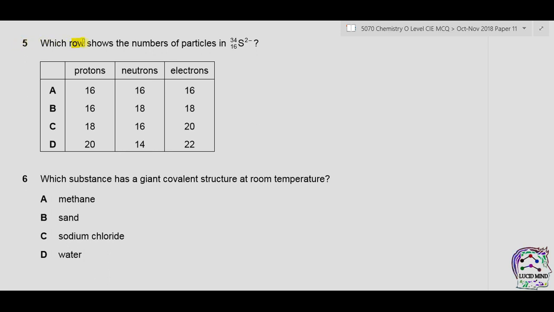Question 5. Which row shows the number of particles in this given? Sulfur -2. We have to find out protons, neutrons and electrons. This is the atomic number, which is also the number of protons. So number of protons is 16. This shows the charge. It means 2 electrons are gained by neutral sulfur.